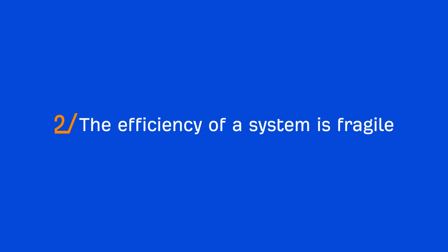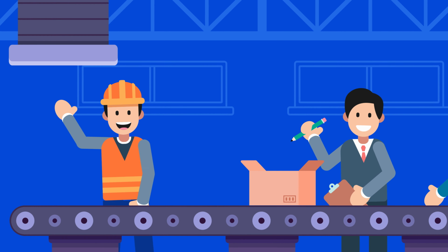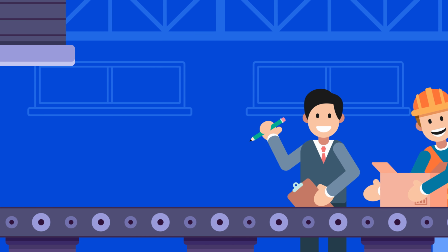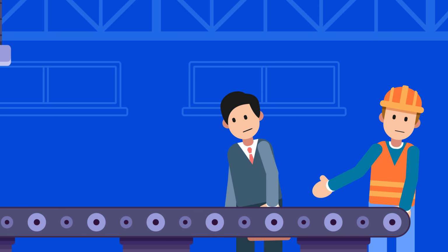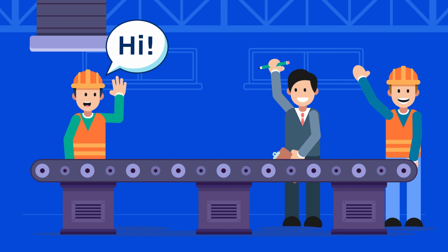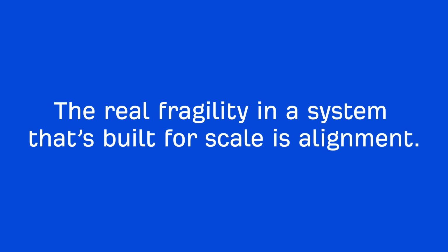And number 2, the efficiency of a system is fragile. For example, if the first person in our assembly line were to quit, then the other 2 people have nothing to do. But that's an easy fix. Just hire and train someone else. The real fragility in a system that's built for scale is alignment.